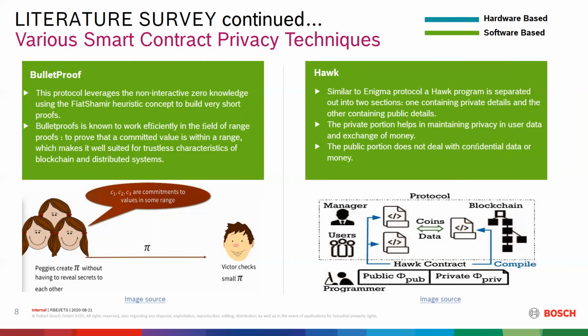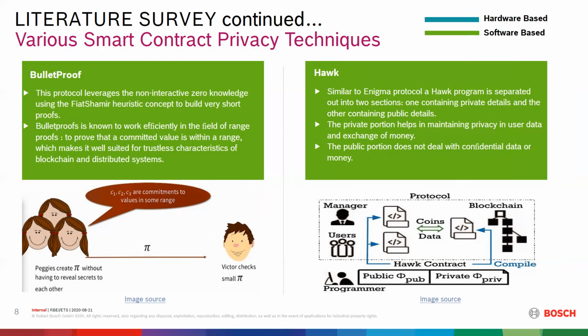How Bulletproof is different from normal range proof is that for C1, C2, C3 commitments, Peggy has to create only one particular proof, whereas in normal range proof, Peggy has to create three proofs to prove that C1, C2, C3 belong to a particular range. This actually reduces the size of the proof that needs to be sent to the other party.